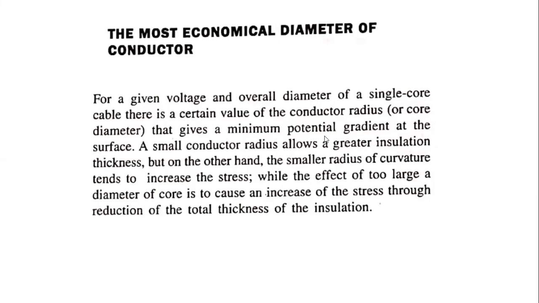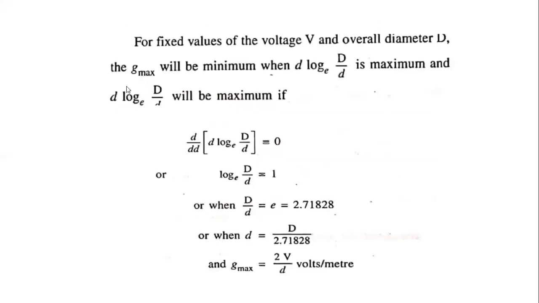This gives a minimum potential gradient at the surface. A small conductor radius allows a greater insulation thickness, but a small radius tends to increase the stress. Therefore we take a fixed value for the overall diameter, with the fixed voltage V and overall diameter D.